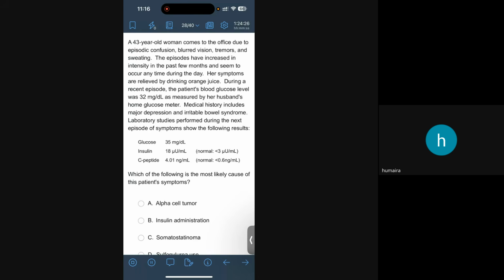During a recent episode, the patient's blood glucose level was 32, low blood glucose. Medical history includes major depression and irritable bowel syndrome. Laboratory studies performed during the next episode of symptoms show the following results. Insulin was high. C peptide was also high. Glucose is low. Which of the following is the most likely cause of this patient's symptoms?